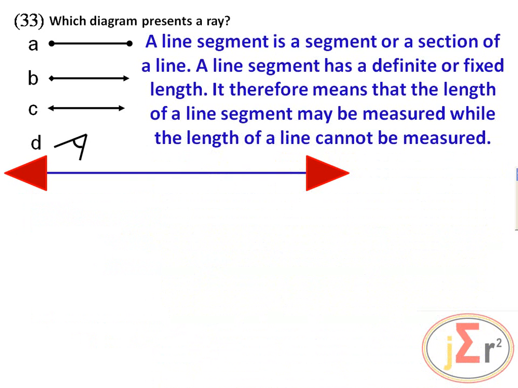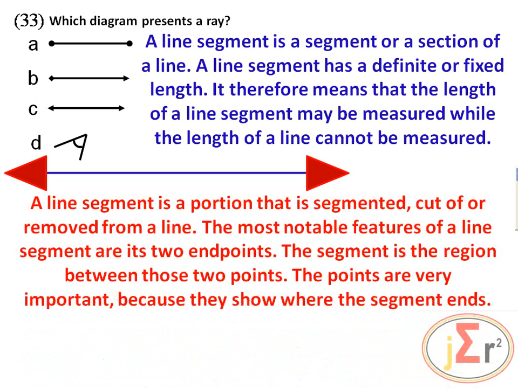A line segment is a segment or section of a line. A line segment has a definite or fixed length. It therefore means that the length of a line segment may be measured, while the length of a line cannot be measured. A line segment is a portion that is cut off or removed from a line.